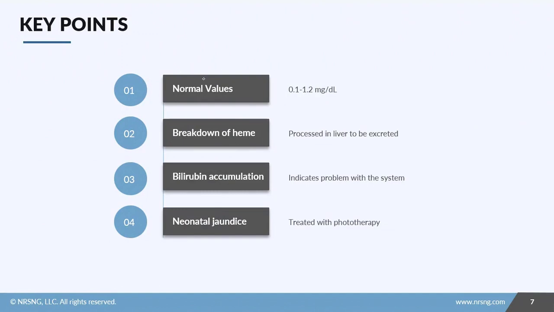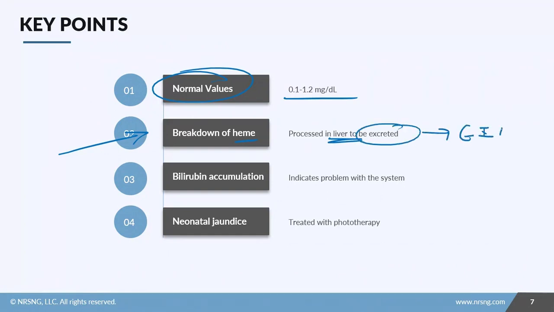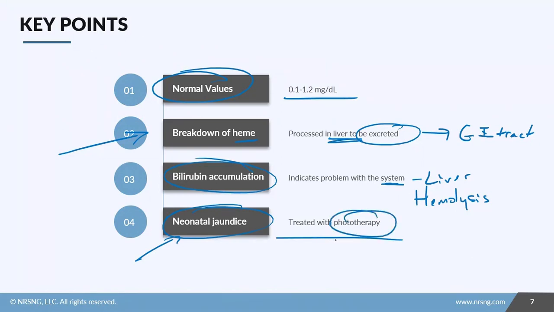All right, so let's recap. Our normal values for total bilirubin are 0.1 to 1.2 milligrams per deciliter. Remember that total bilirubin is involved in the breakdown of heme, the iron-containing component of those red blood cells, and is processed in the liver and then kicked out via the GI tract. You're going to have bilirubin accumulation, which is what we're most concerned about, when there's a problem with the system, particularly the liver, or if you have an excessive breakdown of red blood cells, like an autoimmune disease. Bilirubin is also very sensitive to light, so for patients that have neonatal or newborn jaundice, you're going to use phototherapy to treat it.